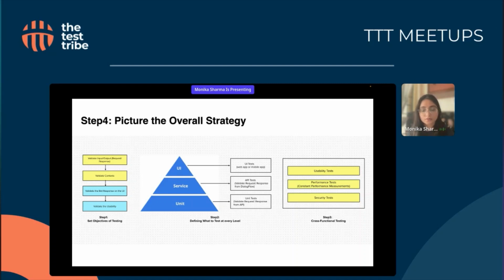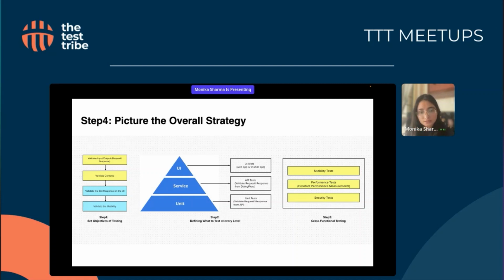Those scenarios will be covered as a part of UI test. So the test pyramid structure is just a triangular pyramid where the majority of the chunk will be covered at the unit test, then service, basically the integration test, and the UI test.